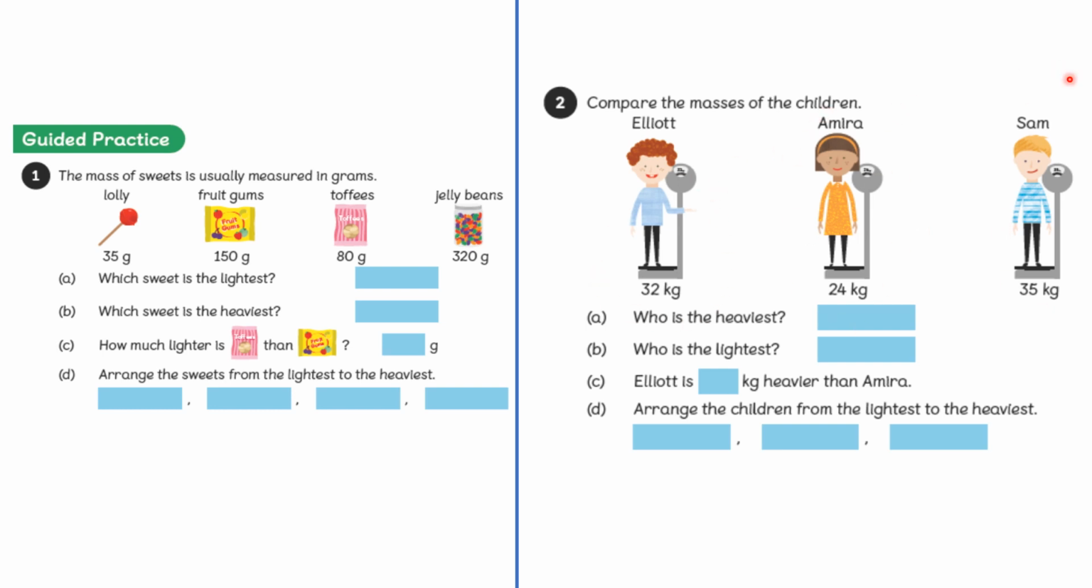And again, you're finding who is the heaviest, who is the lightest, how much heavier Elliot is than Amira. For that one again, you're going to need to do your working out on a piece of paper. And the last one, again, you're ordering them from lightest to the heaviest. I expect this should take you about 10 minutes, seeing as we're having to do a little bit of working out today. So have your best go with your partner and good luck.